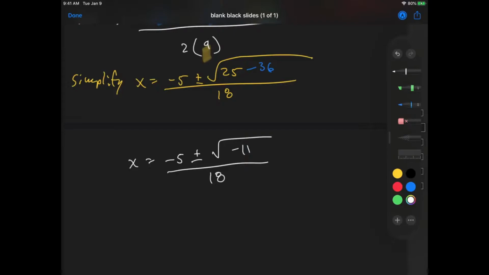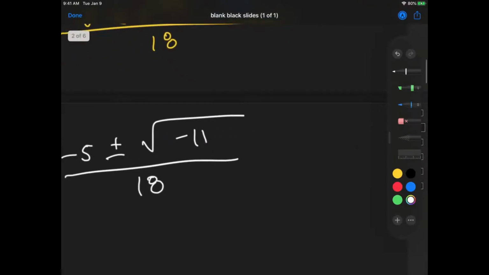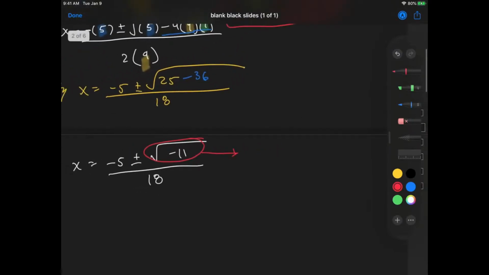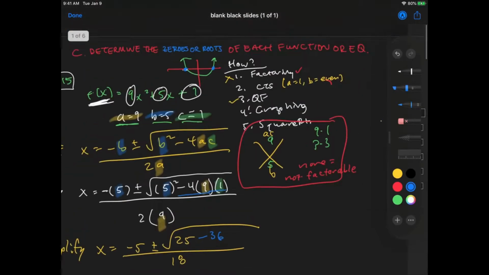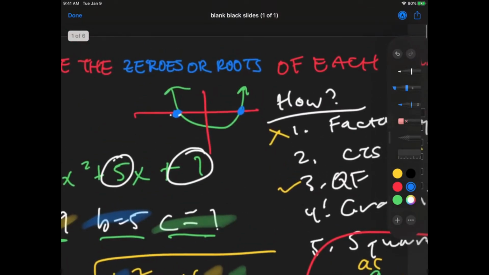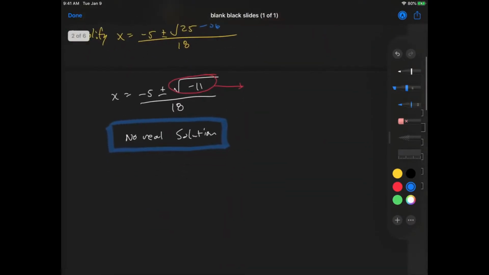Okay, so how do you simplify this? Let me take you on a math journey over here. Because this is negative, for now we're just going to say that the answer, so let me just write the answer. Answer is no real solution. What does this mean? Let's highlight that in blue, because above, remember, we're trying to find those 2 blue dots right there, right? So what does that mean for our graph?